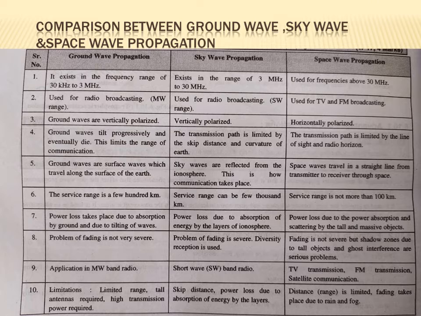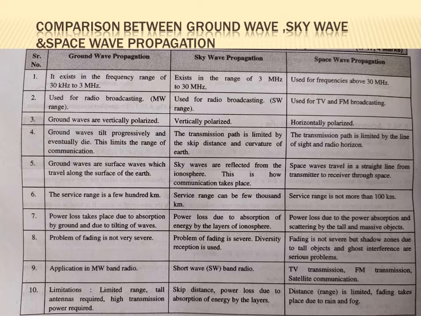So this is the comparison of ground wave, sky wave and space wave propagation. First point, the frequency range: 30 kilohertz to 3 megahertz for ground wave, 3 megahertz to 30 megahertz for sky wave, and above 30 megahertz for space wave. Ground waves are vertically polarized, sky waves are also vertically polarized, and space waves are horizontally polarized. Service range for ground wave is a few hundred kilometers, for sky wave a few thousand kilometers, and for space wave not more than 100 kilometers.